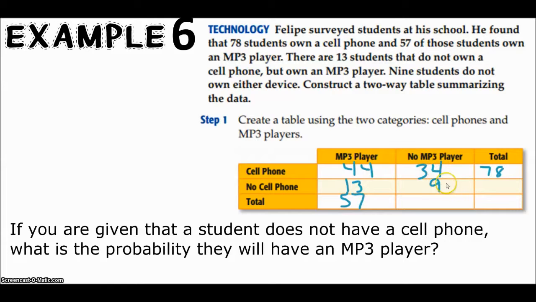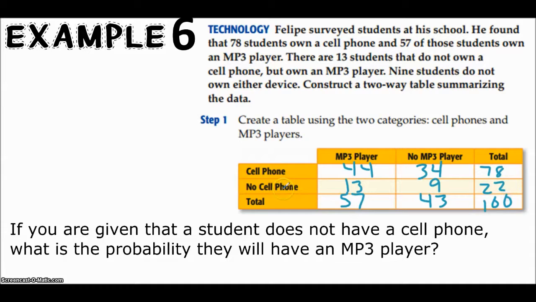So now 34 plus 9 means there are 43 kids who don't own an MP3 player. 13 plus 9 is 22 kids who don't own a cell phone. So if we were to add the total column and the total row, we would get 100 total students surveyed.